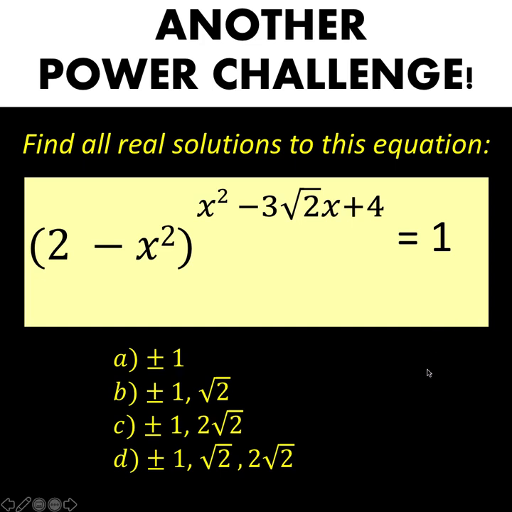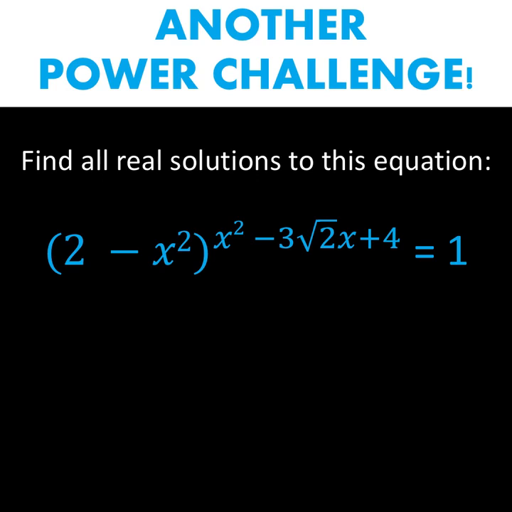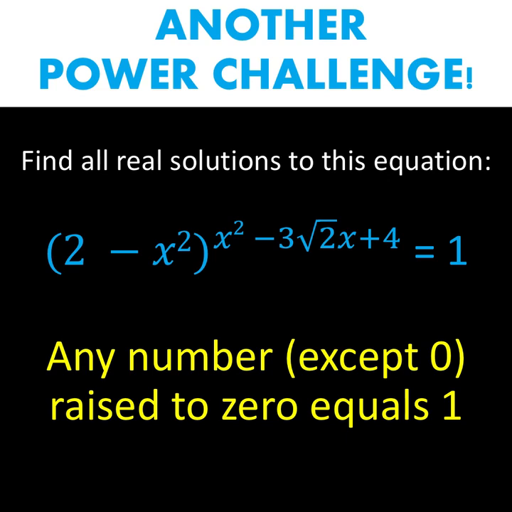Let's solve this problem together. In order to find the real solutions of this given power challenge, we need to recall that any number except 0 raised to 0 equals 1. For example, 5 raised to 0 is equal to 1. If I have 125,000 raised to 0, even if the number is big, still the answer is 1, because any number except 0 raised to 0 is equal to 1.